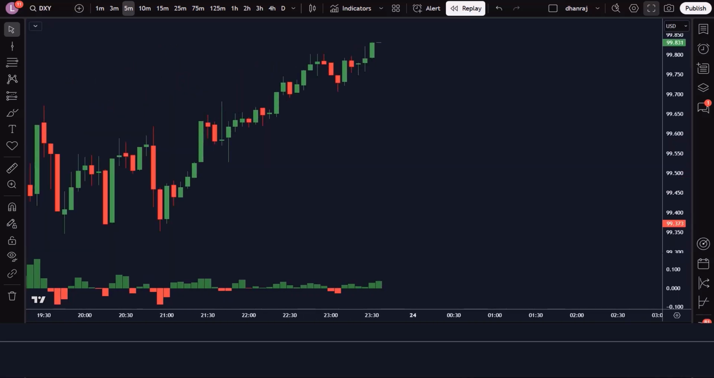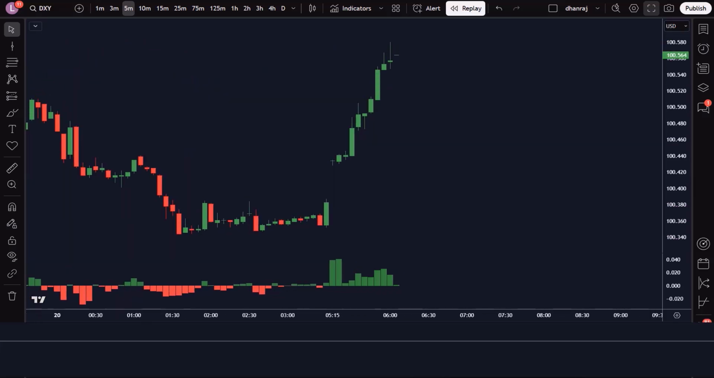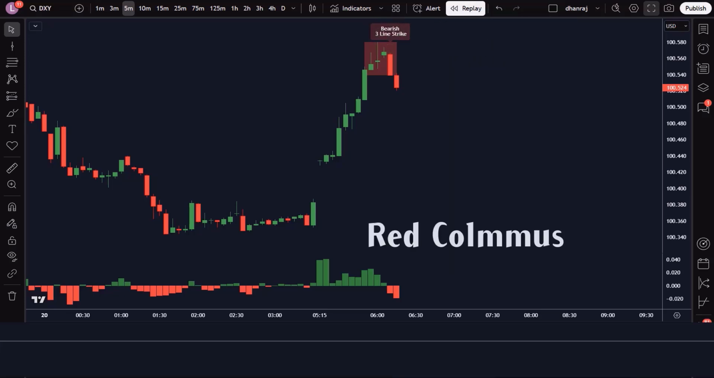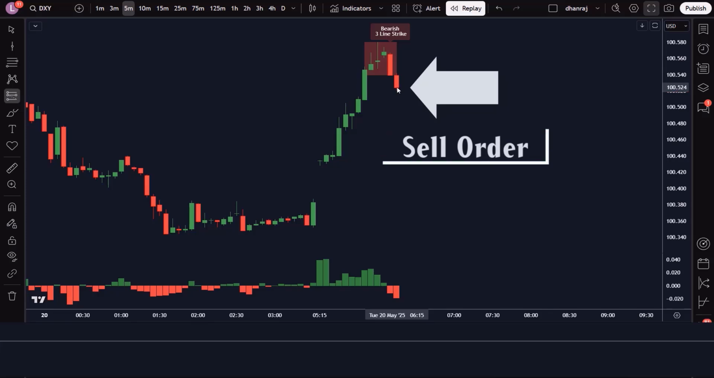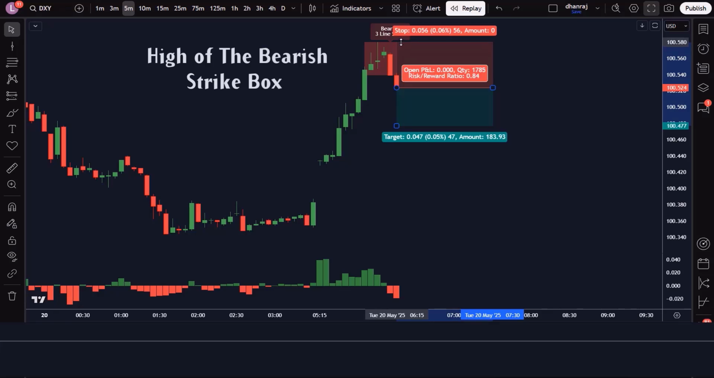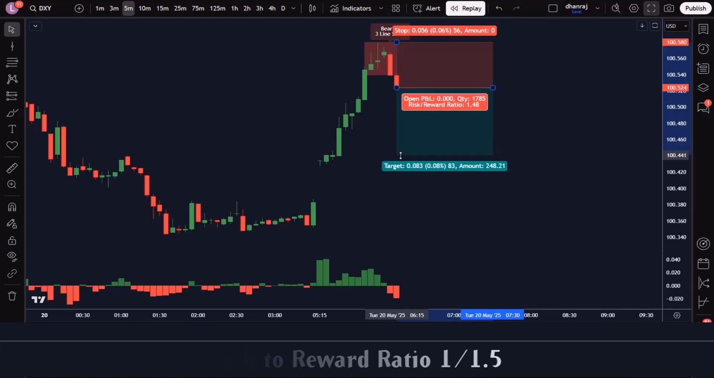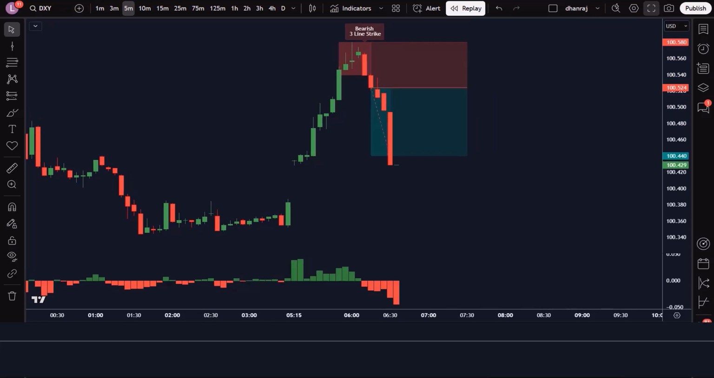If not, then it doesn't matter, we are going to see examples of some trades, so that you will definitely understand. Here the 3-line strike candlestick indicator gives us a sell signal. Here the Kuratoga histogram indicator shows red columns. Here the market has made a bearish candle to give confirmation. So all our conditions are being fulfilled, so we are placing an order to sell. Our stop loss is to be placed at the high of the bearish strike box, and the risk to reward ratio will be 1:1.5. Let's see what happens to our trade. We have won this trade.